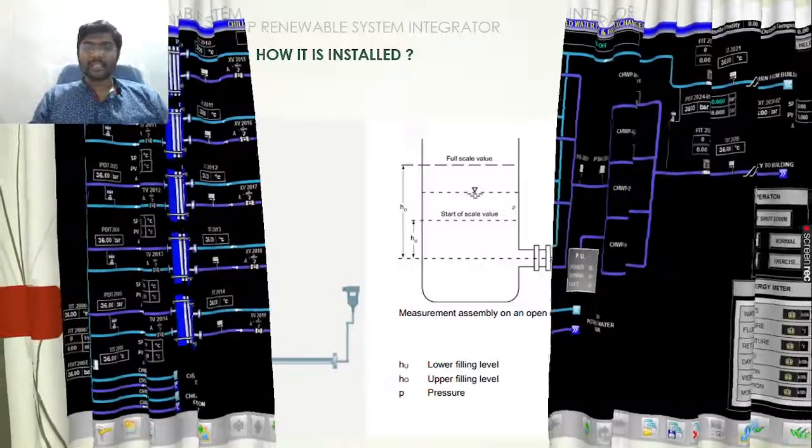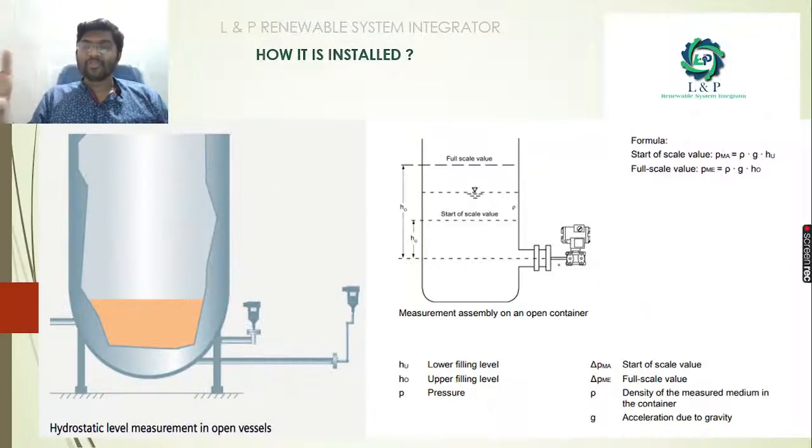So how is it installed? The first model is if you are going to install your pressure transmitter in an open vessel, this is how you need to install it. For all of these, the formula is going to be the same. If you want to calculate the start of scale value, that is density times gravity times the lower filling level. This is the lower filling level. This is how we calculate for the lower filling level of an open vessel.